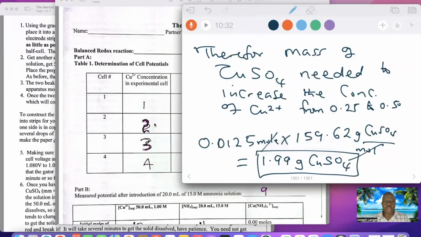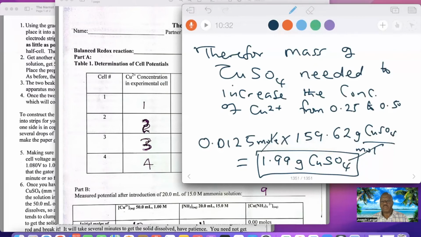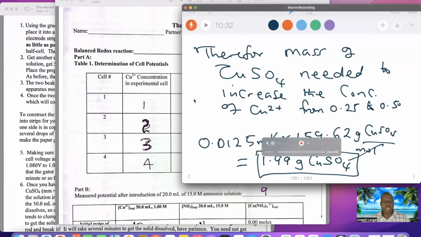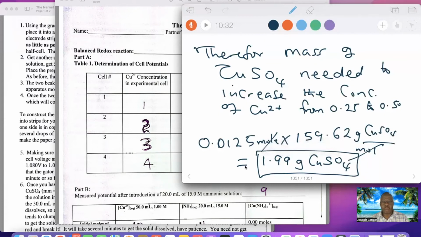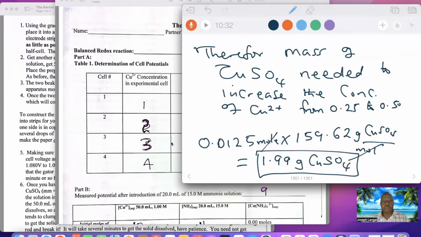From 0.50 molar to 0.75 molar, you'll have to mass out 1.99. Remember, you don't change the solution. All you have to do is keep on adding to increase the molarity. So if I were you, I will mass out 1.99 three times. Once I'm done with cell number 2, I add 1.99 to make cell 3. Then I add 1.99 to make cell 4 and so forth.